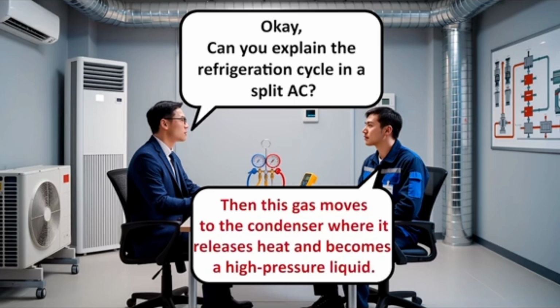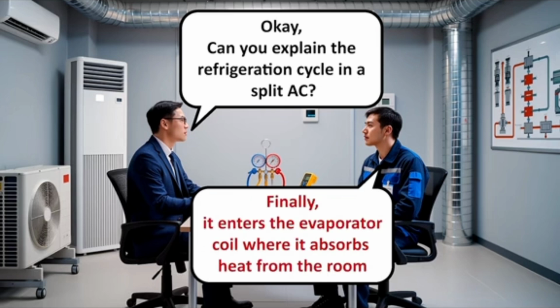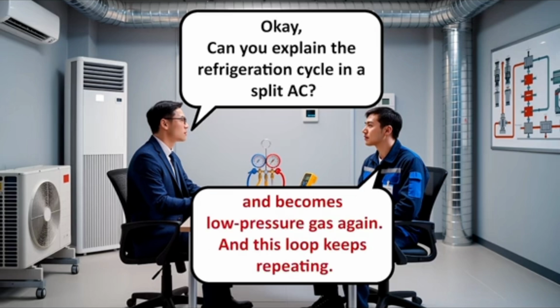Then this gas moves to the condenser, where it releases heat and becomes a high-pressure liquid. After that, it passes through the expansion valve, which drops its pressure. Finally, it enters the evaporator coil, where it absorbs heat from the room and becomes low-pressure gas again. And this loop keeps repeating.